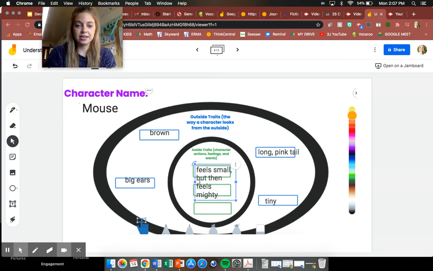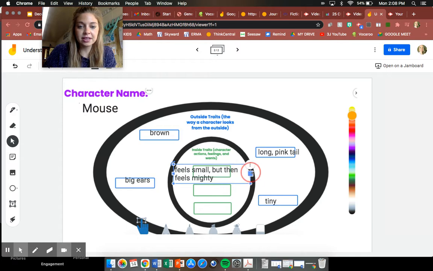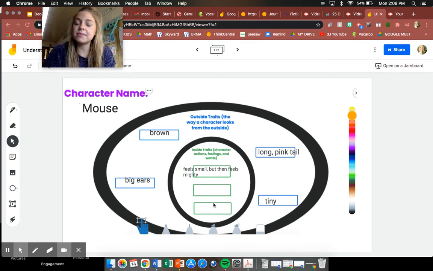feels mighty. Okay, and he feels that way because he learns from the lion that just because the lion is big doesn't mean that he's brave necessarily, because he was afraid of the mouse. And just because the mouse is small, it doesn't mean that he isn't strong and mighty inside. So that's my first inside trait of mouse.